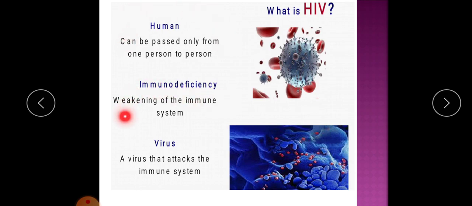Immunodeficiency means that it weakens the immune system. The virus could really weaken our immune system as we acquire it through the different modes of transmission. So it is a virus that attacks the immune system. That is what we call the human immunodeficiency virus.